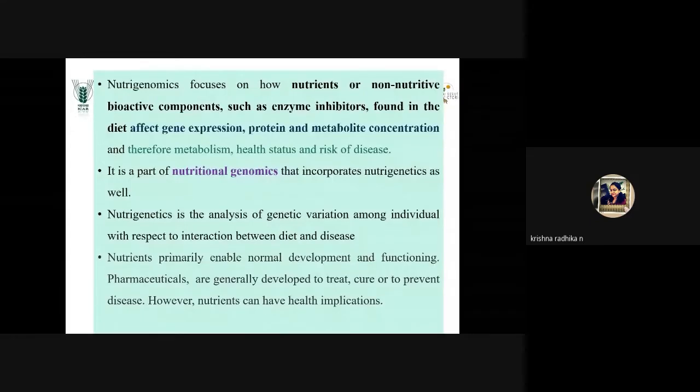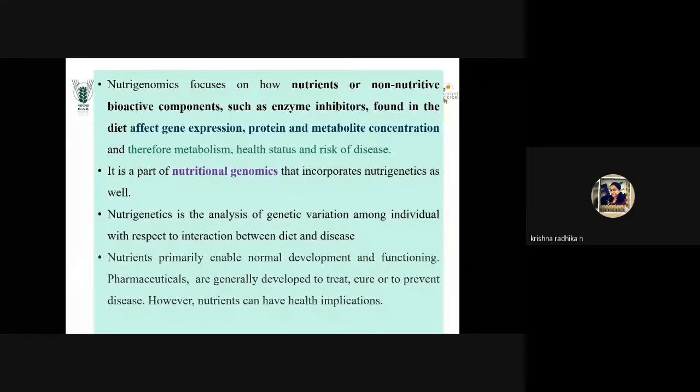nutrigenetics as well. Nutrigenetics is the analysis of genetic variation among individuals with respect to interaction between diet and disease. That is, nutritional genomics incorporates two subjects: nutrigenomics, that analyzes the effect of nutrients in the genome, the effect of nutrients in gene regulation, and nutrigenetics, that analyzes the genetic variation among individuals. The case of lactose intolerance is an example of nutrigenetics.